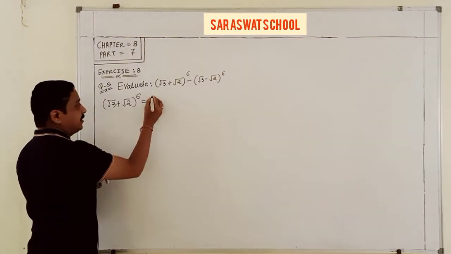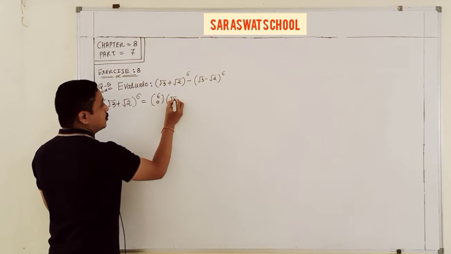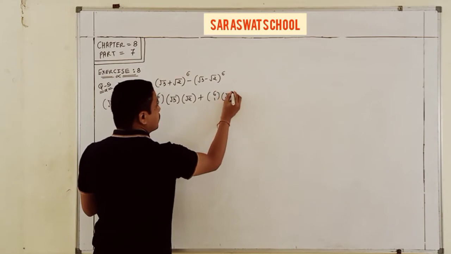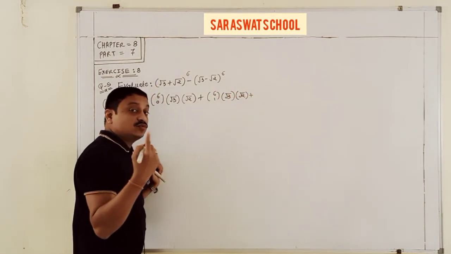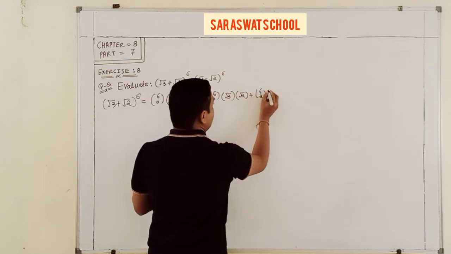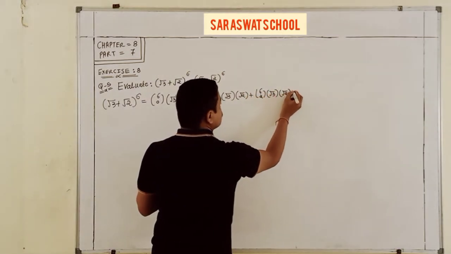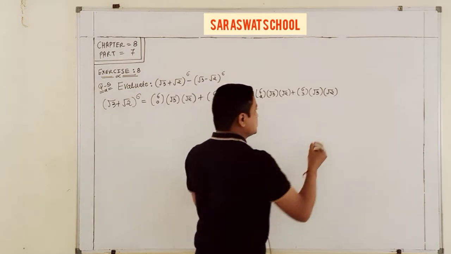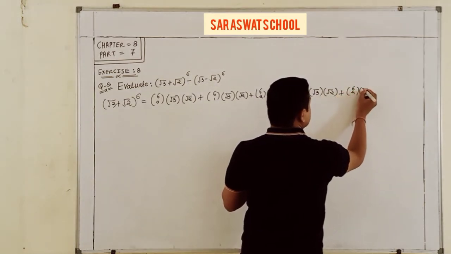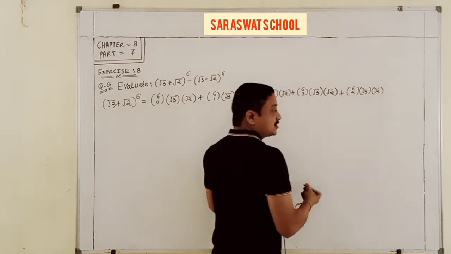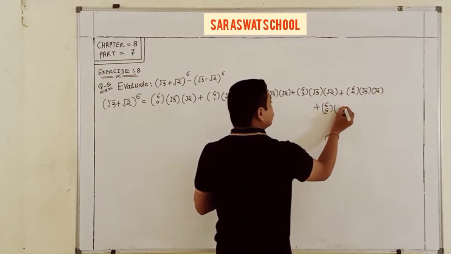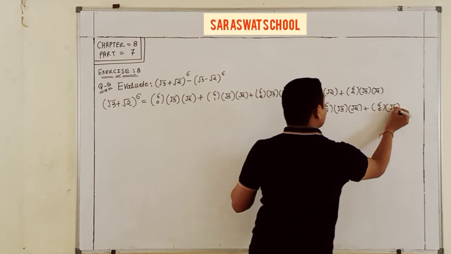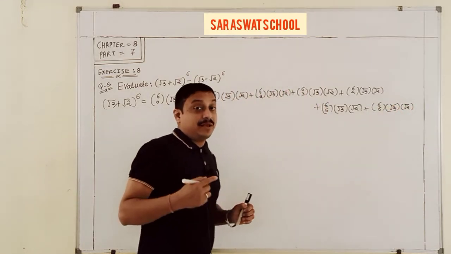So students, we go ahead: here 6C0, then root 3 root 2, 6C1, and so on up to 6C6, 6C2, 6C3, 6C4, 6C5 and last 6C6, and make the power rating.